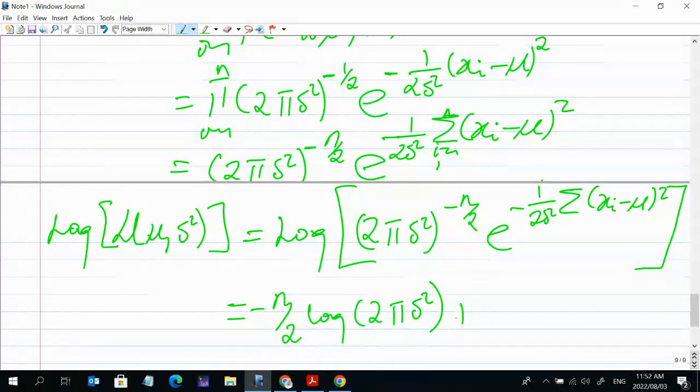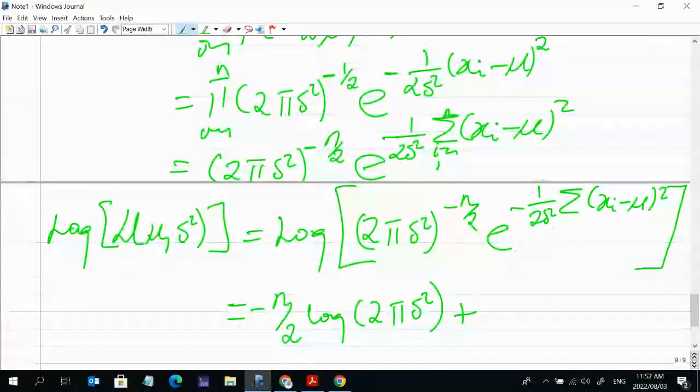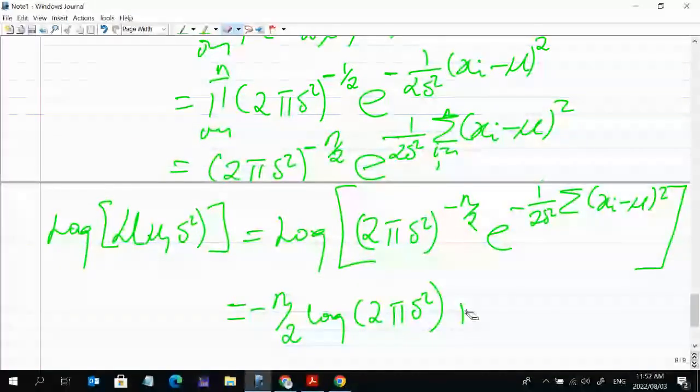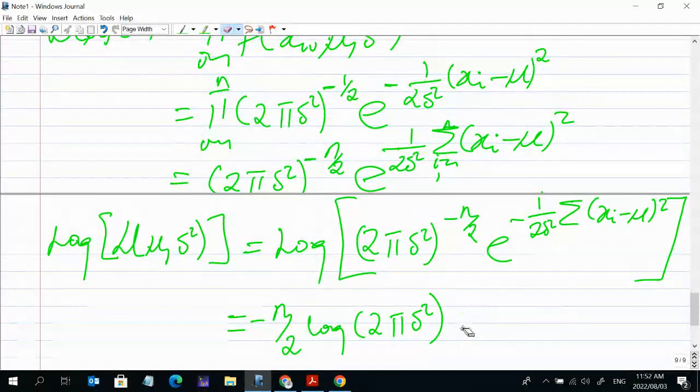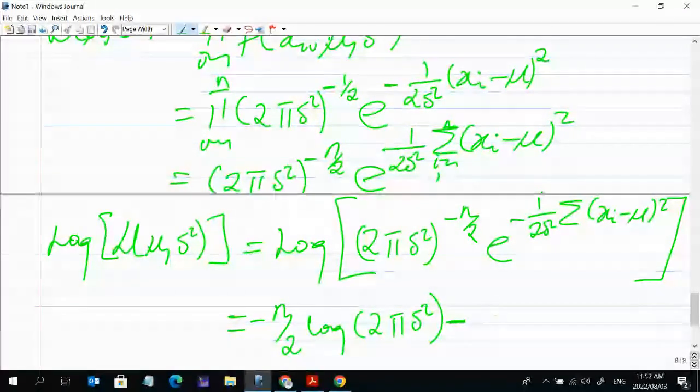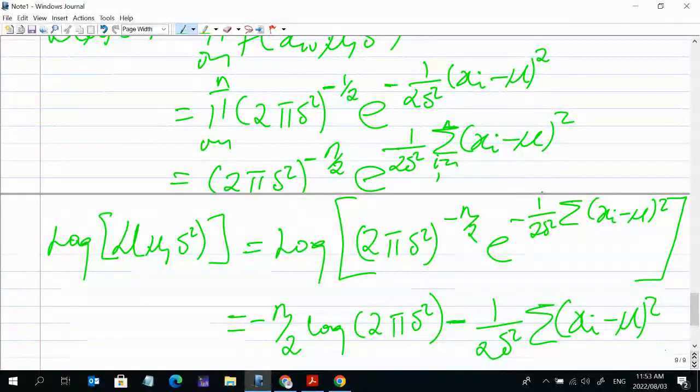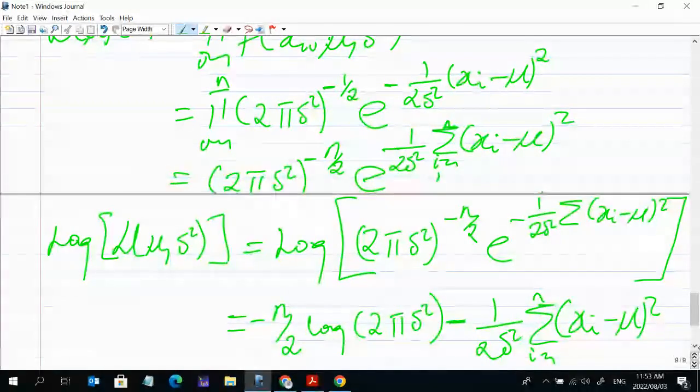Now, plus the log of this guy. So the power will come down again. So this plus will become a negative because we have minus 1 over 2 there. So we'll have negative 1 over 2 sigma squared, summation of xi minus mu squared, multiplied by the log of e, but the log of e is 1. So it's not necessary to write the log of e since it's equal to 1.